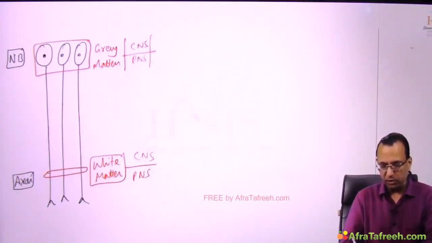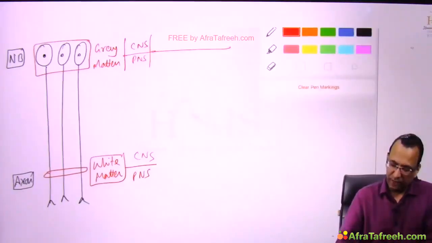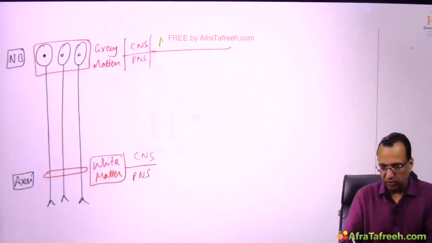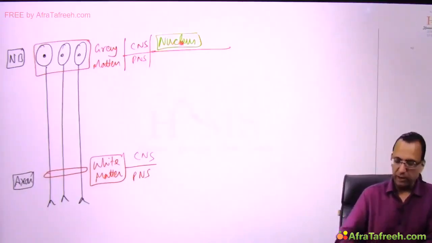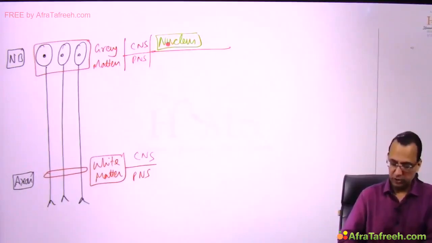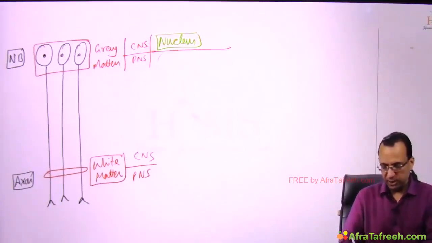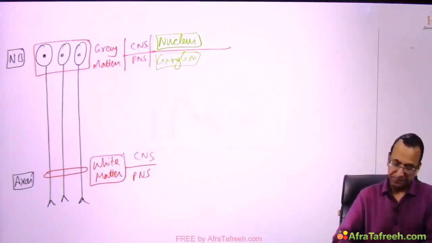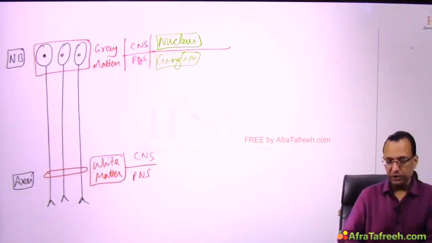Then what will you call the gray matter in the CNS? If you have a collection of neuron bodies in the CNS, you can call it a nucleus. For example, brainstem nucleus, spinal cord nucleus, thalamic nucleus. What is a nucleus? A collection of neuron bodies in the CNS. Then what do you call it in the PNS? A ganglion. What is a ganglion? The definition is, a ganglion is defined as a collection of neuron bodies but in the peripheral nervous system.